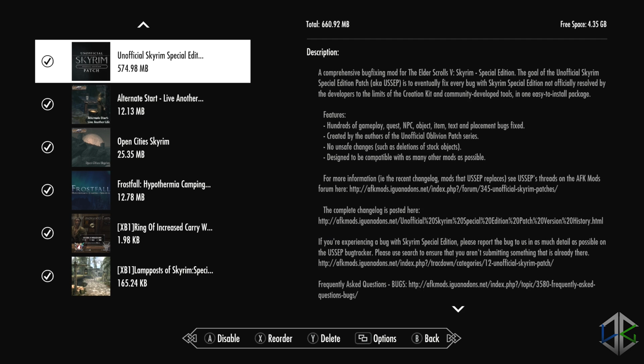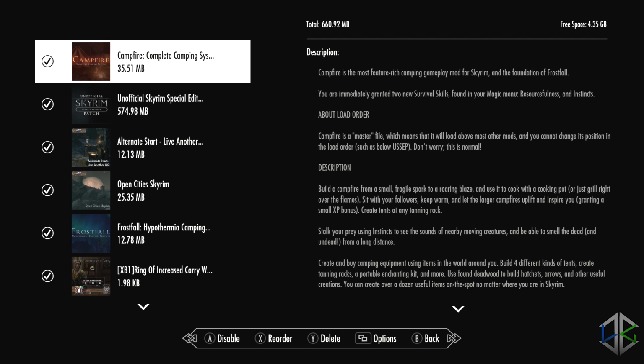So I hope I have helped a little bit to help you better understand load order, what it is, and how to get the most from it.